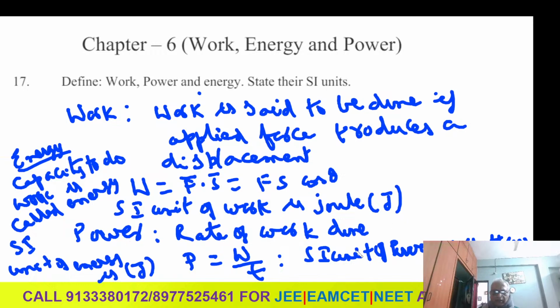Power is the rate of work done. What is meant by rate of work done? Work by time. The SI unit of power is watt, or joule by second, W. Energy is nothing but the capacity to do work. The SI unit of energy is joule.